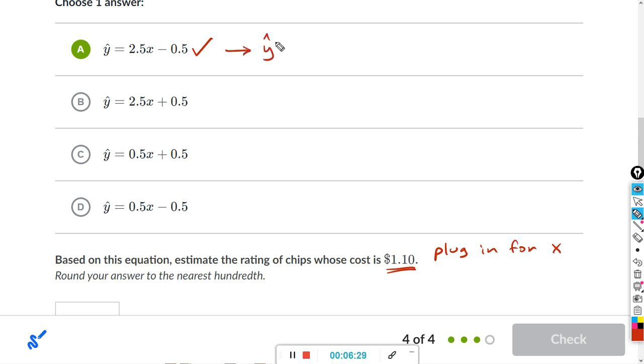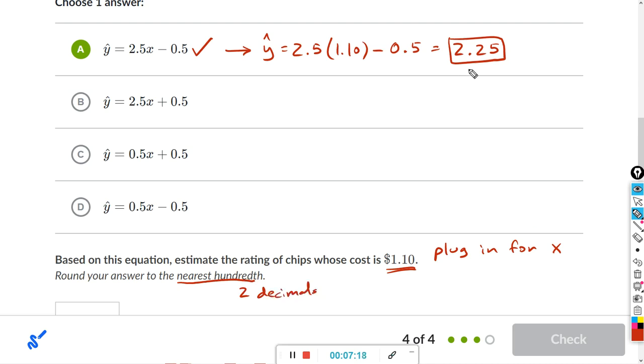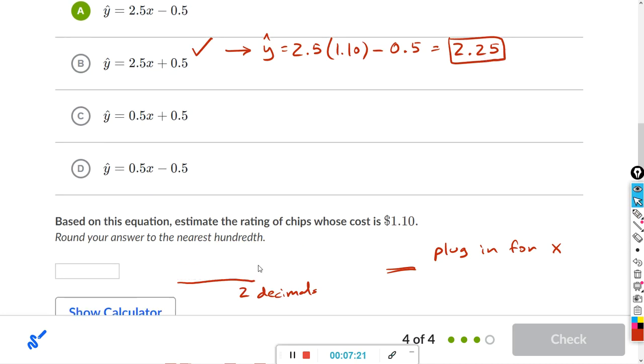So y is going to equal 2.5x, so that's 2.5 times $1.10 minus 0.5. Just use the calculator. 2.5 times 1.10 minus 0.5, and I get 2.25. It says round to the nearest hundredth, that's 2 decimals. We already have 2 decimals, so we don't have to round it. And you just type this in the box.